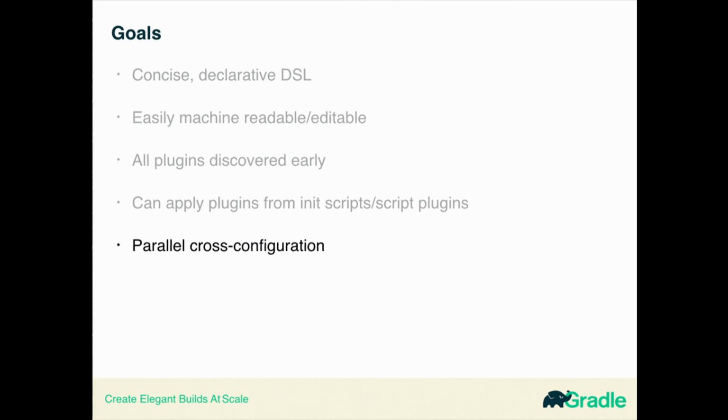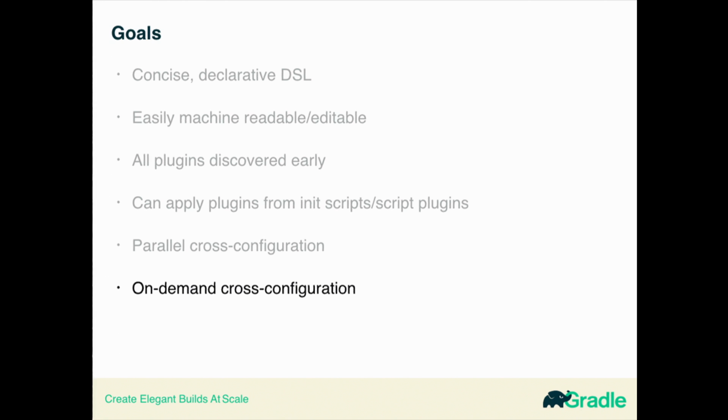We really want to support parallel cross-configuration. So the problem that Stefan was talking about, where if you have used in your root project a subprojects block or allprojects block, and you're applying cross-configuration across hundreds and hundreds of projects, you've basically created a bottleneck in your configuration in the root project. And we want to be able to parallelize that.